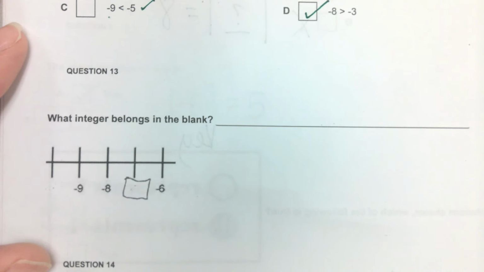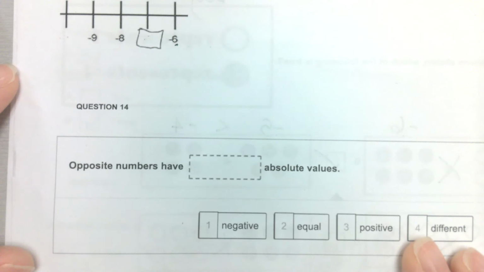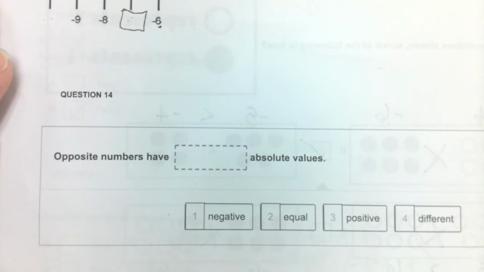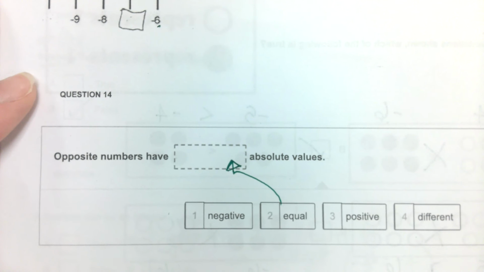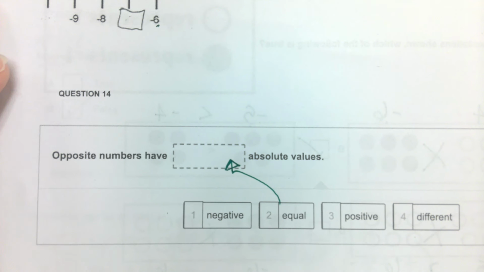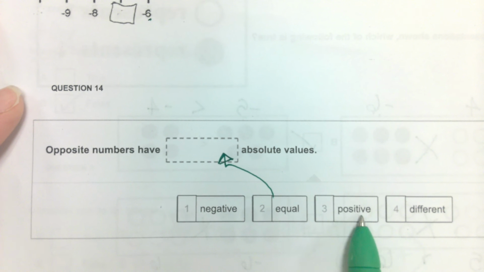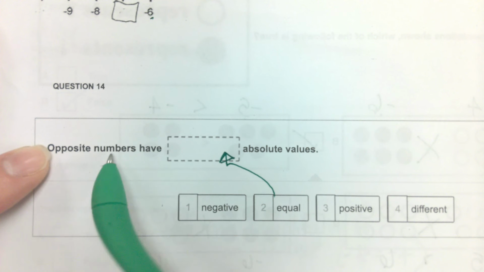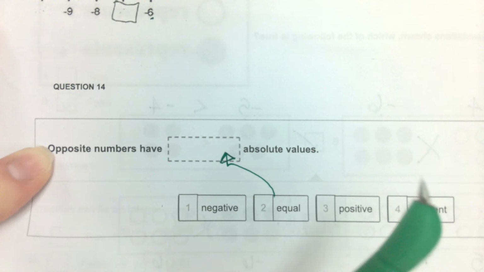Another question we did really well on. Which integer belongs in the blank? Negative 7, because it's between negative 6 and negative 8. Opposite numbers have equal absolute values. All absolute values are going to be positive, but specific to opposites, they're going to be the same because they're the same distance from 0.